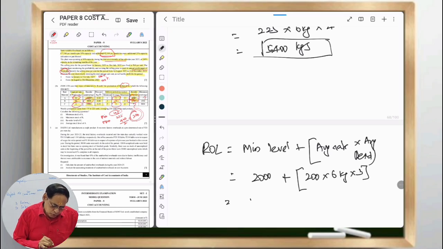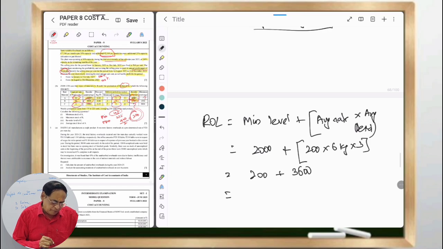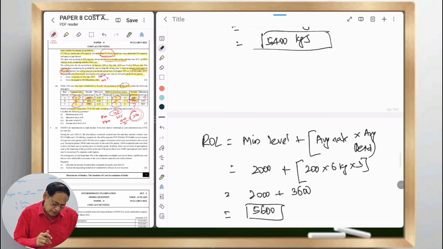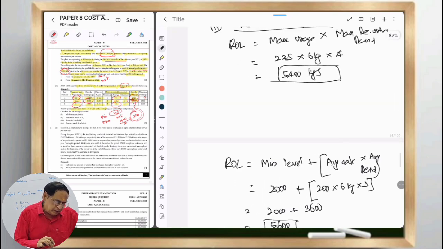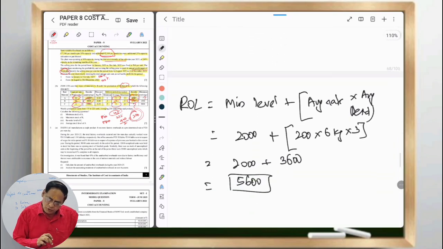So 2000 plus 200 into 6, 200 into 3, that is 3600. So this is another method of preparing the reorder level, so 2000 plus 3600, that is 5600 kg. So the reorder level here also 5400, here also 5400. Out of these two you can prepare by any one method, it is okay.